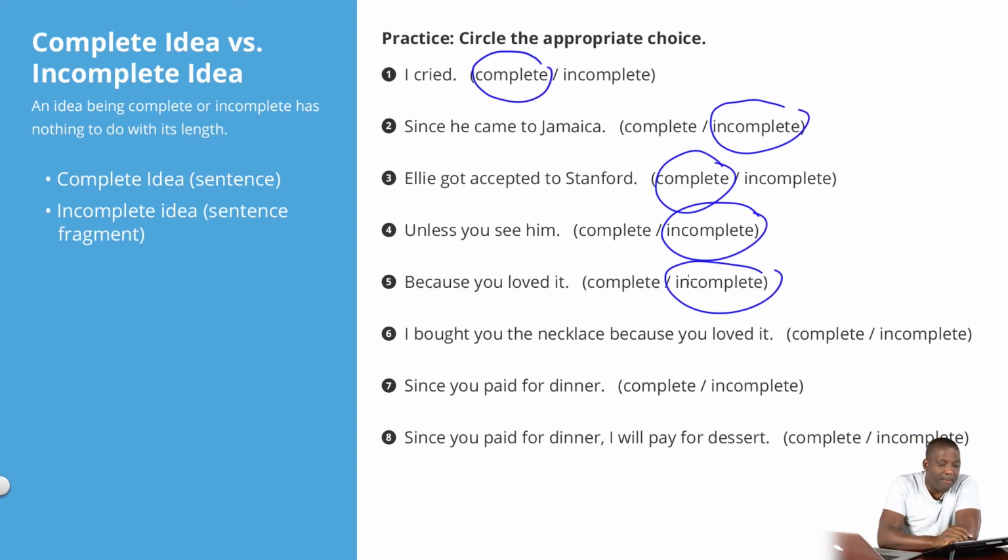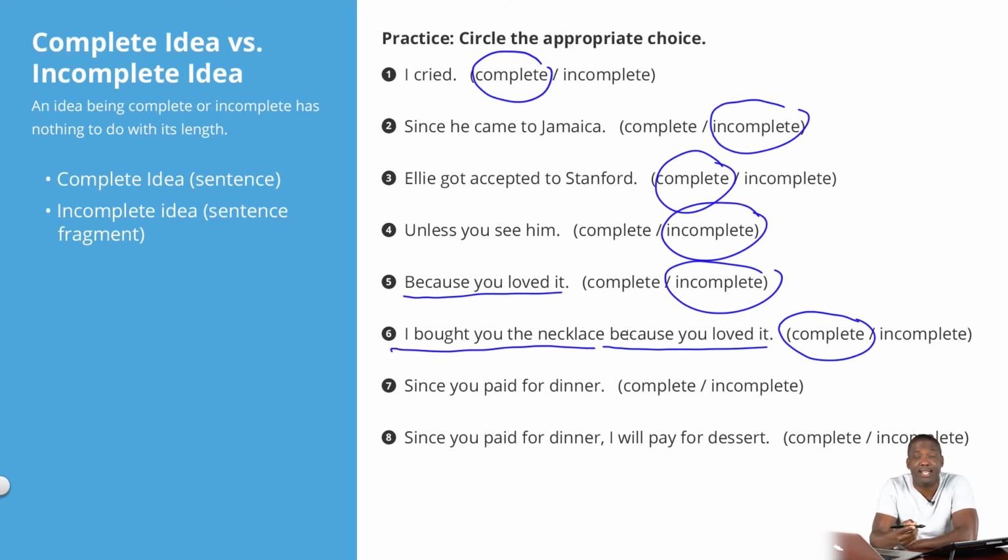So, I bought you the necklace because you loved it. What do you think? Yes, that is complete. So now let's take a look at this. Number 5 says, because you loved it. We agree that's incomplete. Notice I have because you loved it in 6, but I've now combined it with I bought you the necklace. That is a complete idea. And when I combine it with I bought you the necklace, it created a longer complete idea.